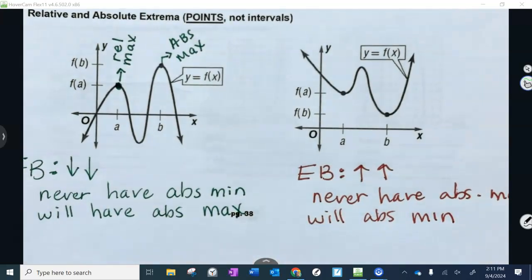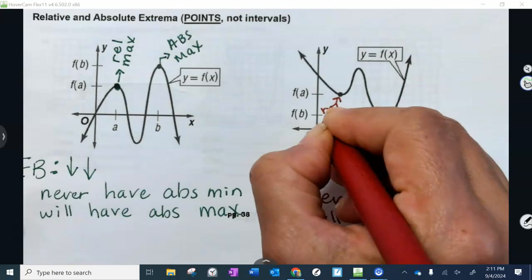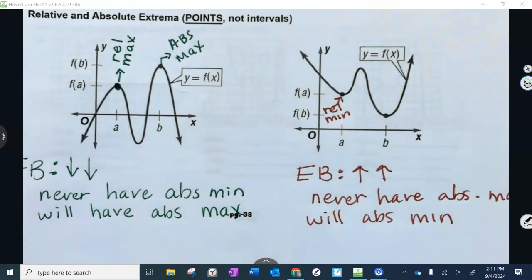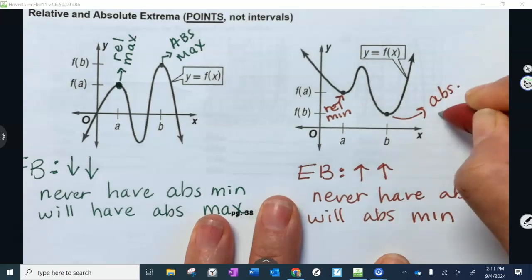And I do. Same kind of concept. I have 2 low points here. The one above letter A is relative. So that's a relative minimum. The one above letter B is an absolute minimum.